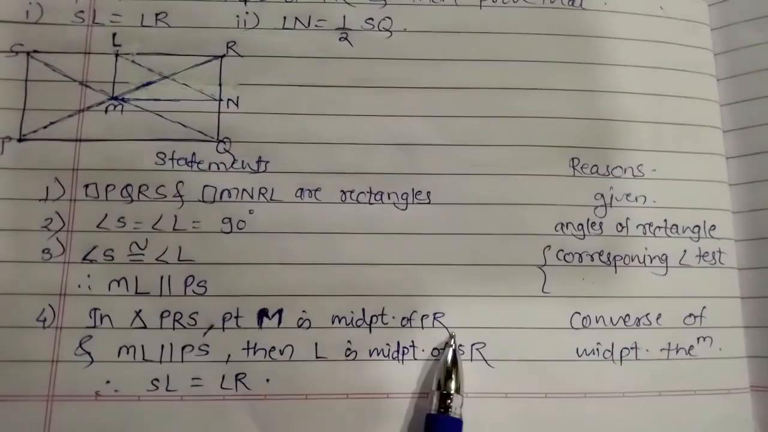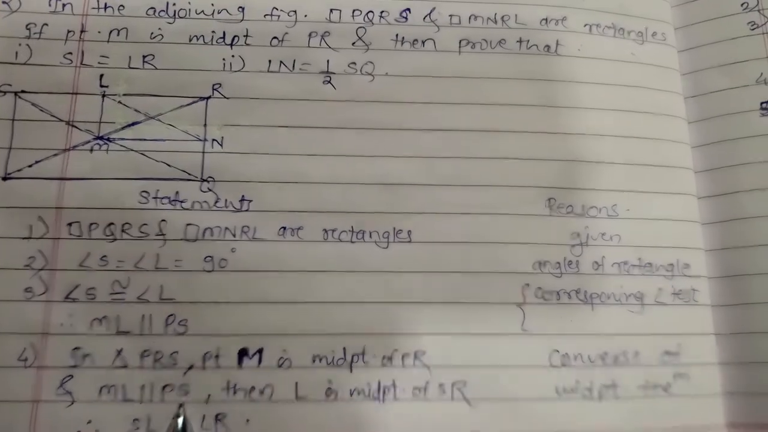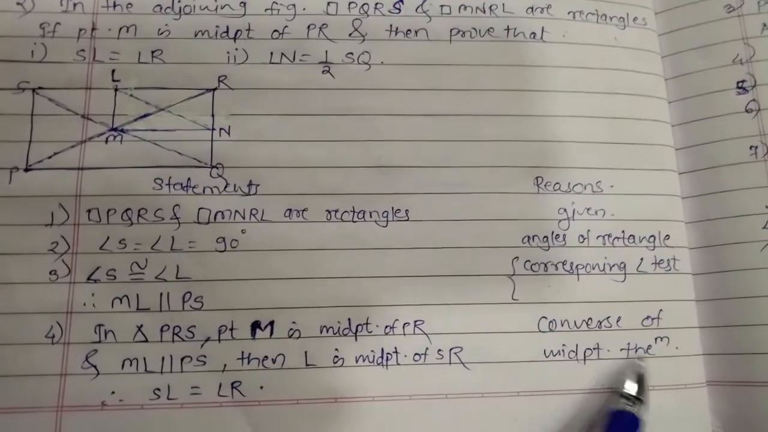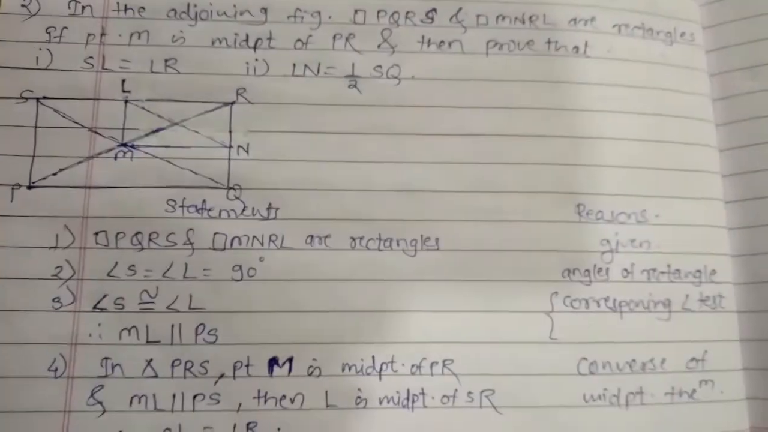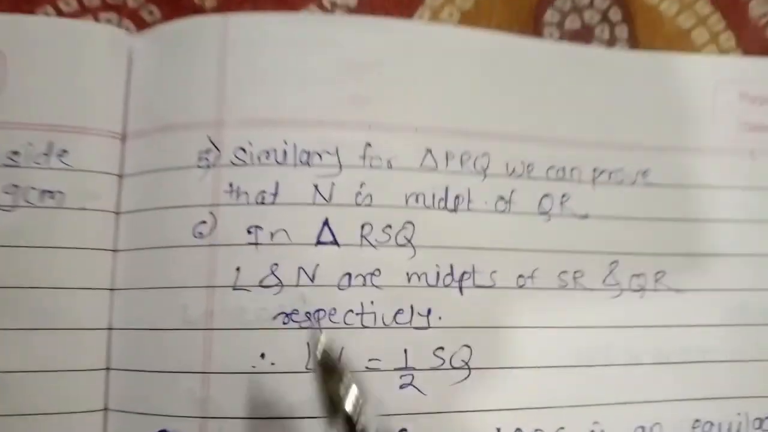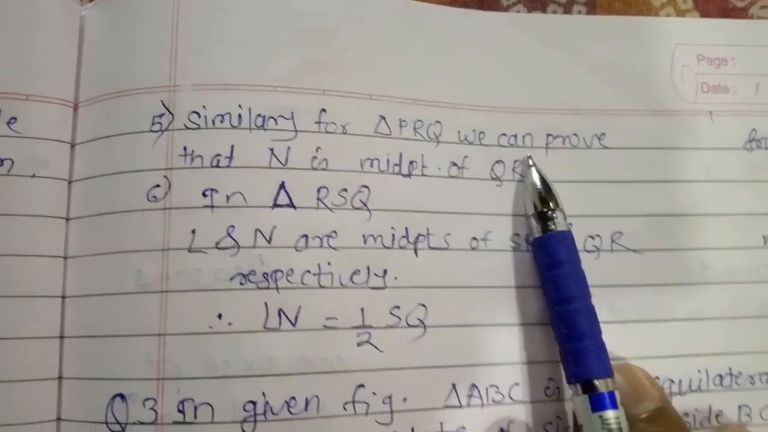So point M is the midpoint of PR and ML is parallel to PS, then L is the midpoint of SR. The reason is the converse of the midpoint theorem, and so here we prove that SL is equal to LR. Now see the next point. Similarly, for triangle PRQ we can prove that N is the midpoint of QR.